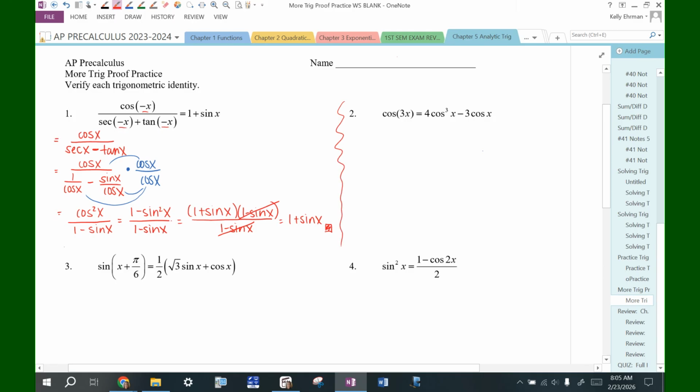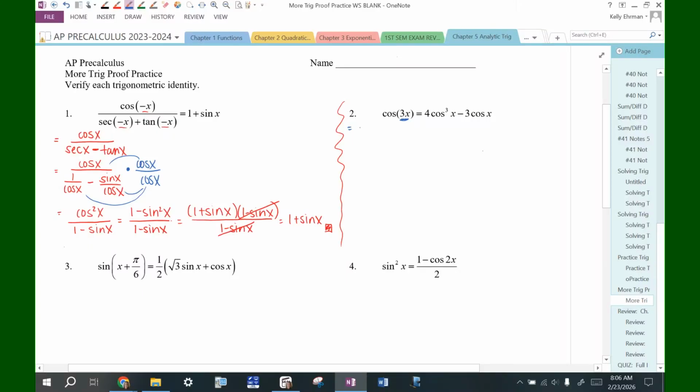All right, taking a look at number 2, even though the right side looks a little more complicated, I guess you could start factoring a little bit. You might get stuck on that pretty quickly. It's better to start, like I said, on the side that has an angle that's not just x. So 3x, negative x, x plus pi over 6, 2x. We're going to be starting on those sides.